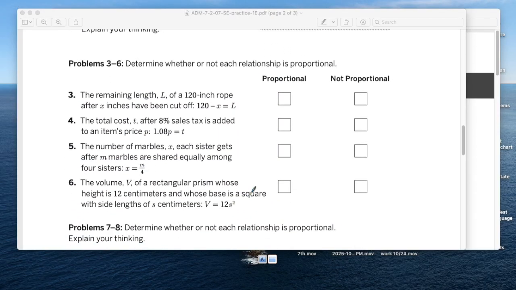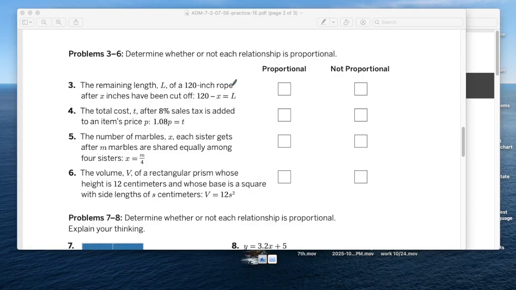All right, so the remaining length of a 120-inch rope after x inches being cut off is 120 minus x.